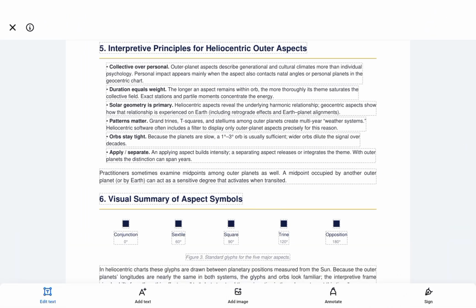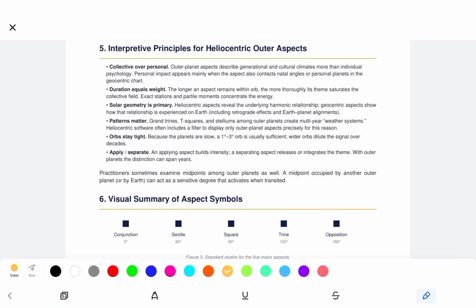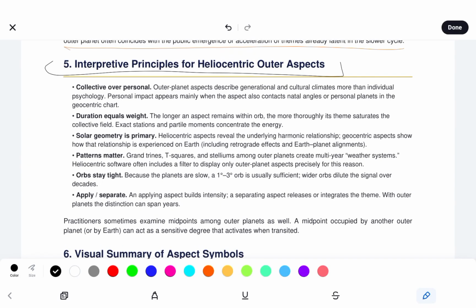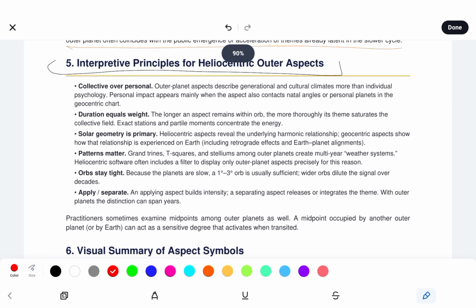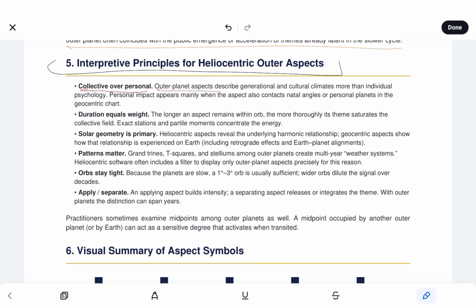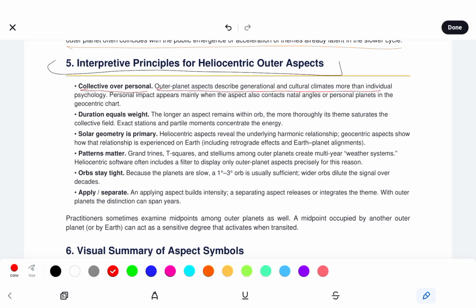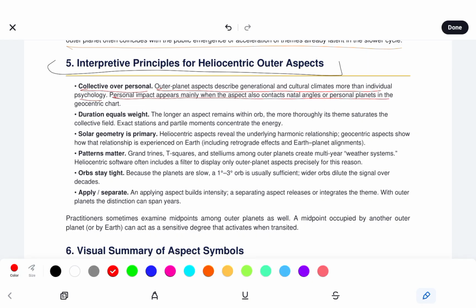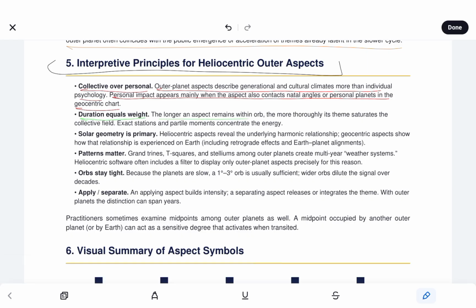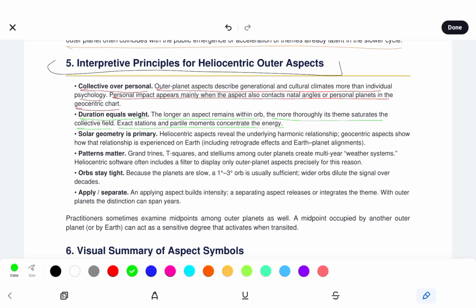We have interpretive principles for heliocentric outer aspects. So we see collective over personal. Outer planet aspects describe generational and cultural climates more than individual psychology. Personal impact appears mainly when the aspect also contacts natal angles or personal planets in the geocentric chart. Duration equals weight. The longer an aspect remains within an orb, the more thoroughly its theme saturates the collective field. Exact stations and partile moments concentrate the energy.